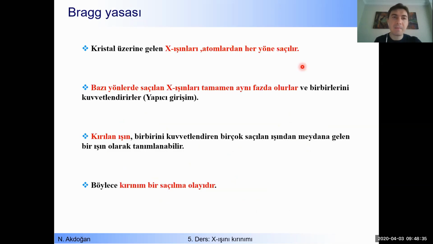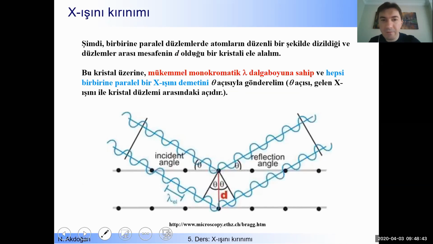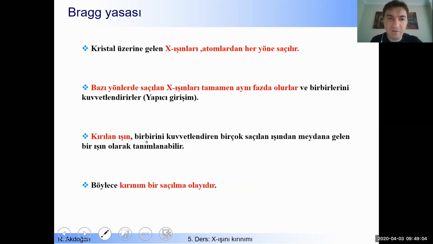So then what happens in that condition? X-rays are scattered everywhere, okay? Let me show you this laser pointer here. X-rays are scattered everywhere. As I told you, both scattering and absorption mechanisms will happen here, but the scattering is dominant because we are using hard X-rays, high energetic X-rays during X-ray diffraction experiments. And in some direction, X-rays become in the same phase and then they reinforce each other.